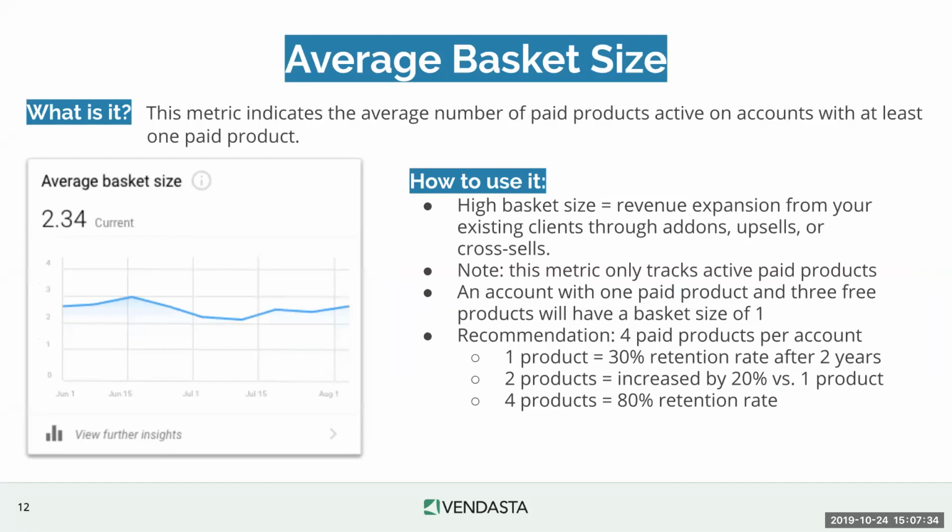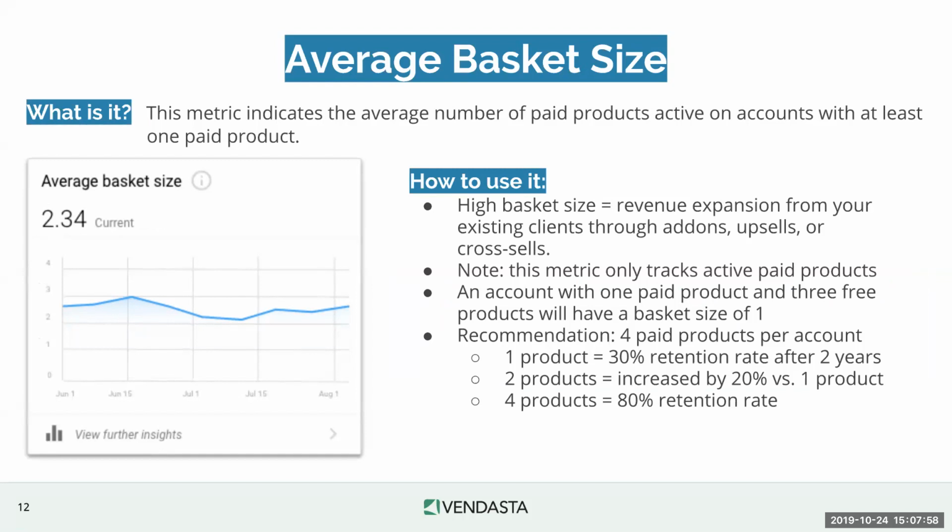Jumping into the next metric, which is average basket size, this indicates the number of paid products active in accounts with at least one paid product. So what does that mean? Basically, every account with one paid product, this does not include free products, because one account can have free products. So this only counts the paid products, and that's what makes you an active account.